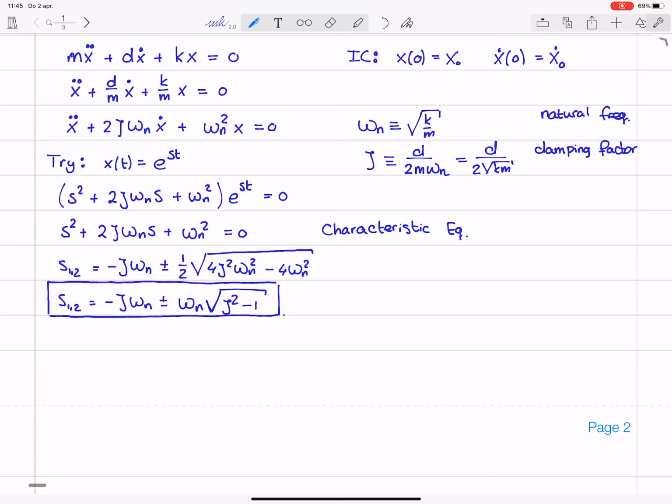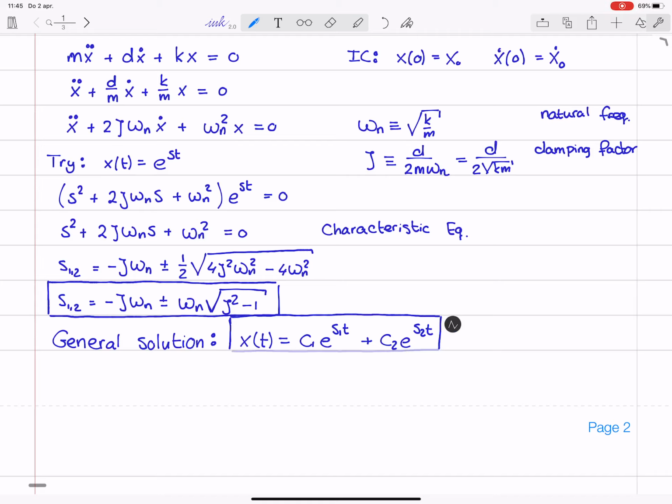So we managed to solve this characteristic equation, and that means that the general solution for free vibrations is as follows, that x as a function of t is c1 e to the power s1 t plus c2 e to the power s2 t, where s1 and s2 are as defined above, and c1 and c2 are arbitrary coefficients that depend on the initial conditions. So if you know the values for zeta and omega n, you can substitute them in s1 and s2. And then by applying the initial conditions, you are able to determine c1 and c2.